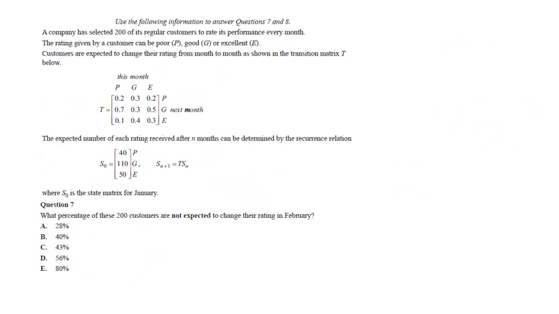All right, as often is the case with these questions, they've got a fairly simple one to start with. It says, what percentage of 200 customers are not expected to change their rating in February? So basically, if you think about it, we've got to take this T and multiply by the S and worry just about the not changing. And the not changing is P to P, G to G, and E to E. So you end up basically taking 0.2 times 40, because it's the 0.2 times the 40.